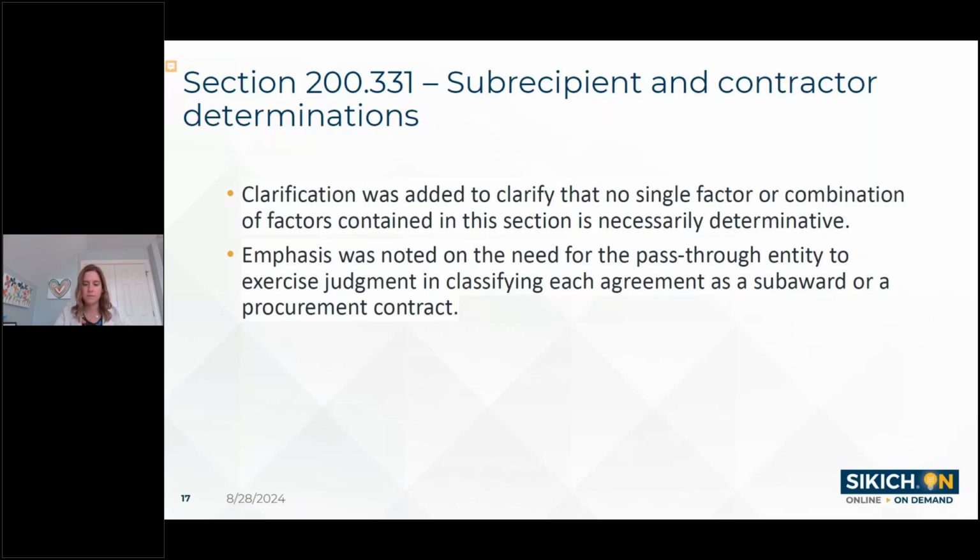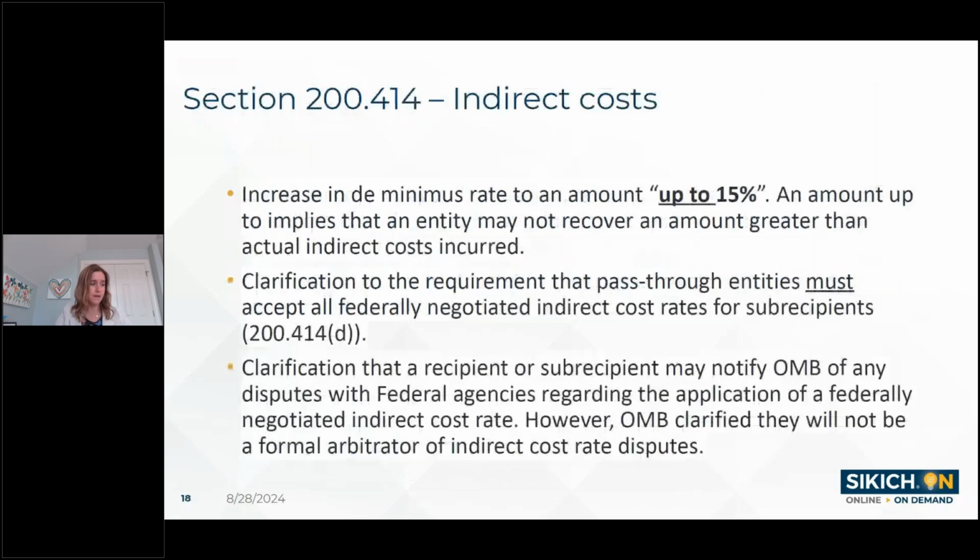Looking at indirect cost, the de minimis rate prior to the new guidance was 10%. They have increased that up to 15%. So again, another welcome change as costs continue to rise, allowing organizations that do not have a federally approved indirect cost rate to go ahead and use up to 15%.